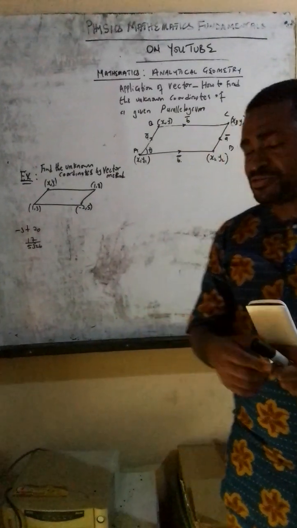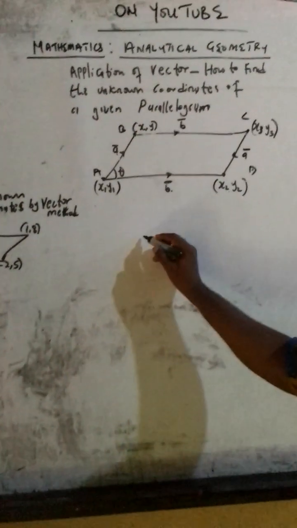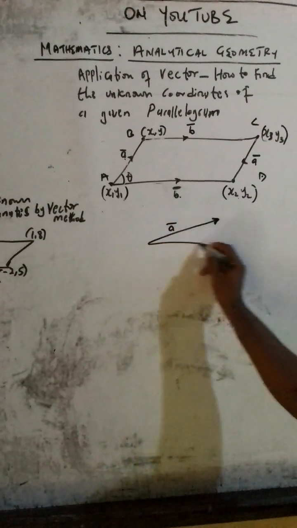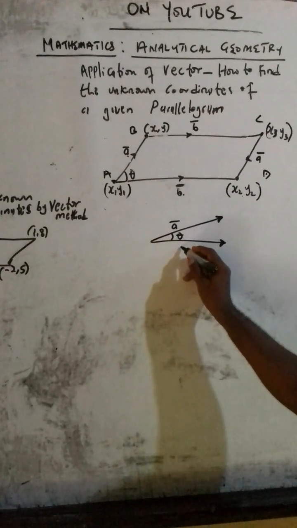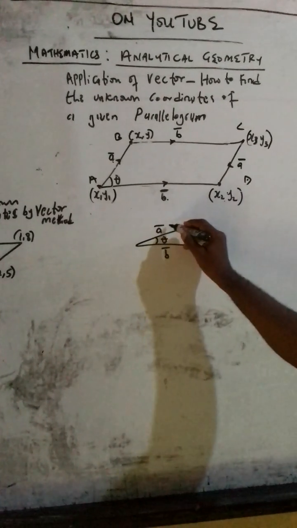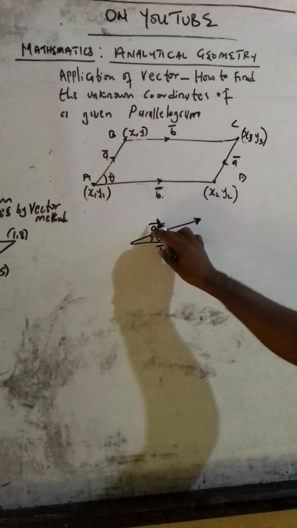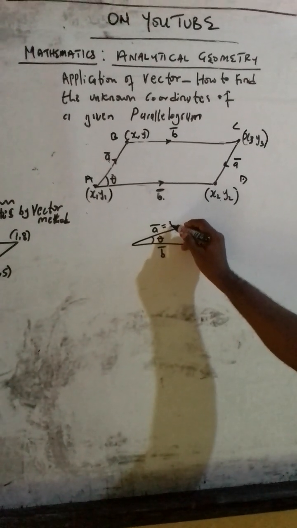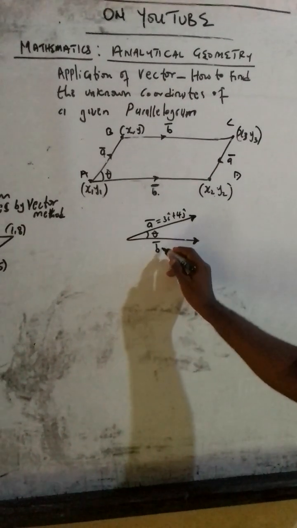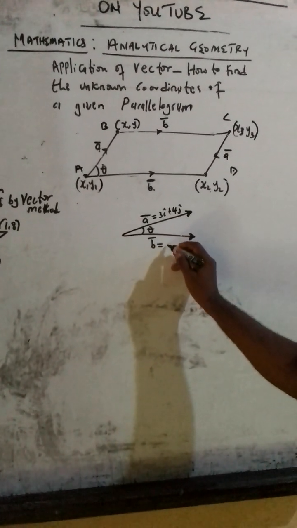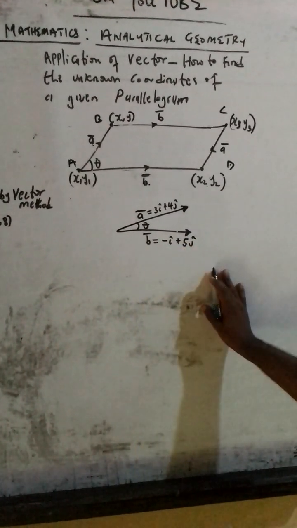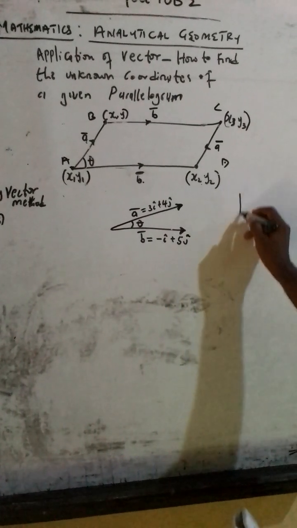The angle between two vectors. Let's say we are given these two vectors, A at an angle theta to vector B. Let's assume that vector A, in terms of a unit vector, is described as 3i plus 4j. Now let's say vector B is described by unit vector minus i plus 5j.